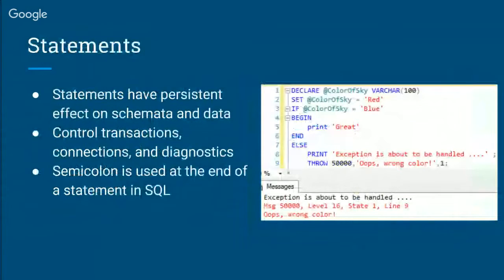Statements. Statements have persistent effect on schemata and data. They control transactions, connections, and diagnostics. A semicolon is used at the end of a statement in SQL.